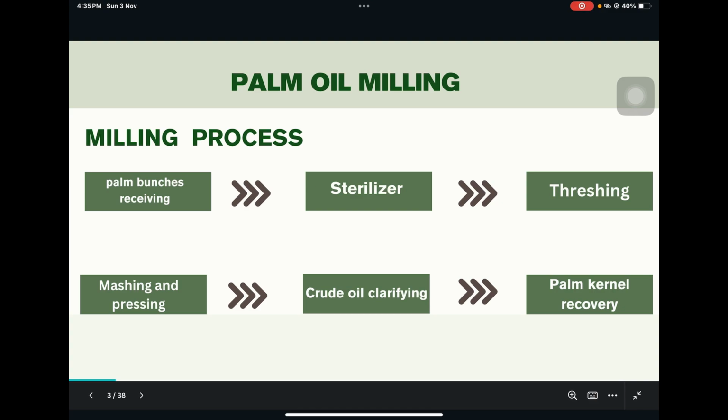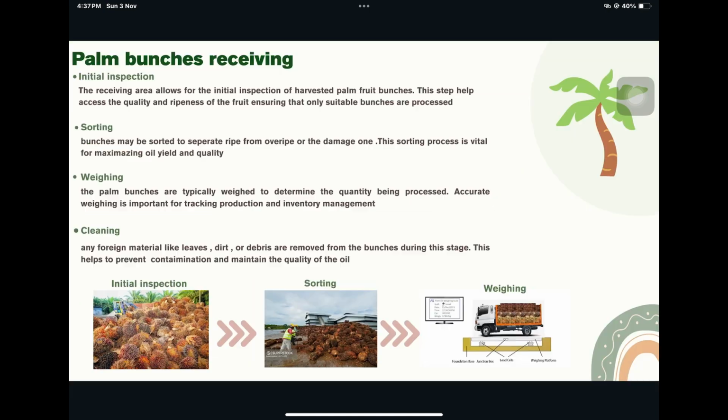Not only that, after the palm oil plantation, I would like to talk about palm oil milling. Here are the milling processes: first is palm bunches receiving, second is sterilizer, third is threshing, fourth is mashing and pressing, fifth is crude oil clarifying, and the last one is palm kernel recovery.